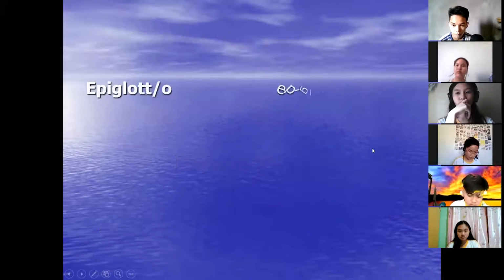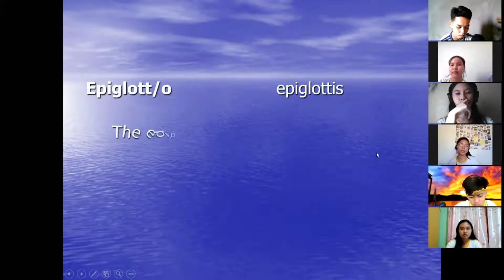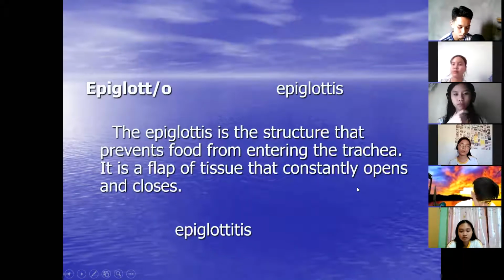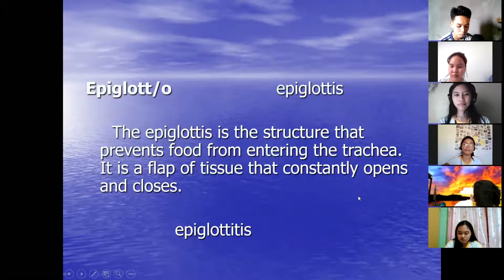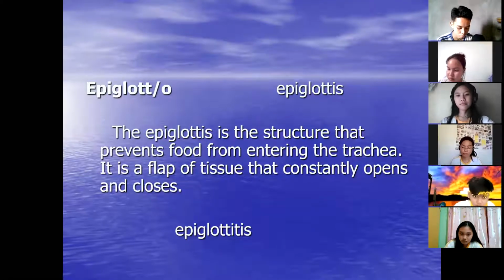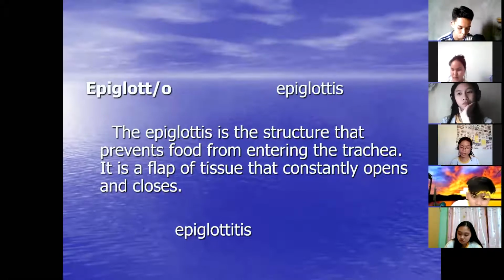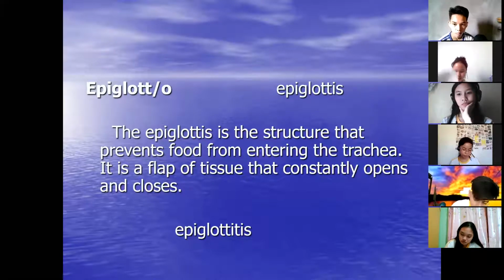Next one, we have here epiglottis. This epiglottis is a structure that prevents food from entering the trachea, and it is a flap which constantly opens and closes when we swallow food or breathe in air. That is why we cannot eat and talk simultaneously. So we eat, swallow the food, then we can talk.